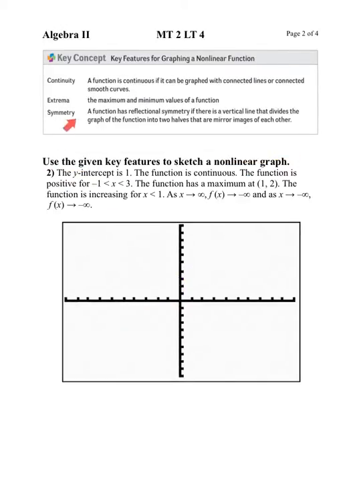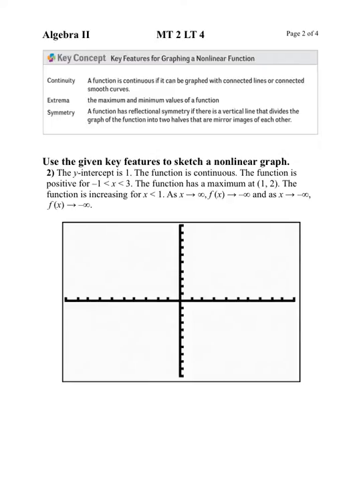In our next box, we have some vocabulary words. Continuity means the function is continuous: you can graph the line without picking up your pencil. If it's not continuous, then you have to pick up your pencil at some point to do it. Extrema we talked about in the last lesson. That's the maximum and minimum values of your function. And symmetry we also talked about in the last lesson. That is, there's reflectional symmetry, which means you could draw a vertical line through the graph and it would be the same on both sides.